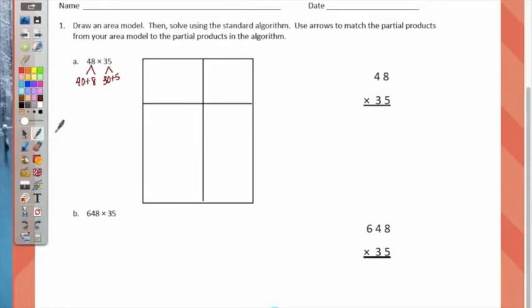Okay? So break apart your factors. Draw your area model. Decide what number goes on top. 40. Okay, so here we will do 40 plus 8. And 30 plus 5. Now, a problem we ran into in the first class was that kids wrote too large inside the area model, and then they couldn't add things up like we've been used to doing. Okay, so make sure you don't make your numbers too large.